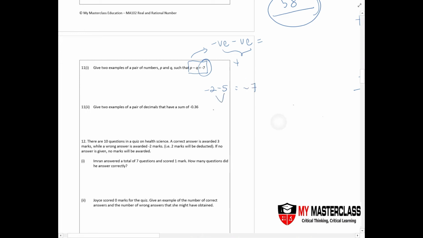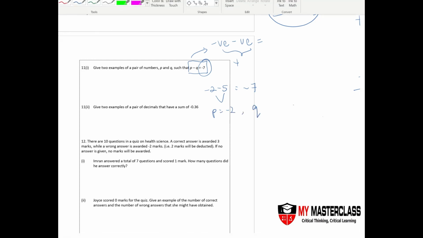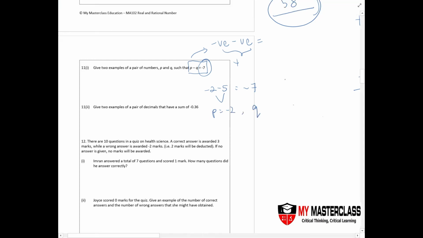This tells you that P can be negative 2. And Q, important thing to note: is Q a negative 5 or is it a positive 5? Q must be a 5. Why? Because in your question, they already gave you a negative sign. So therefore, it is negative 2 minus away 5 to give you negative 7. So please take note of this. That is example number 1.